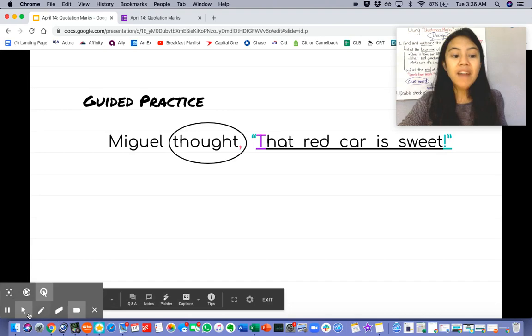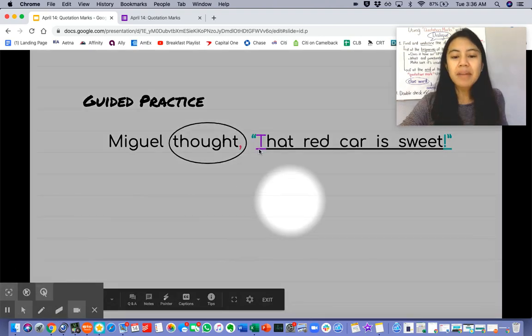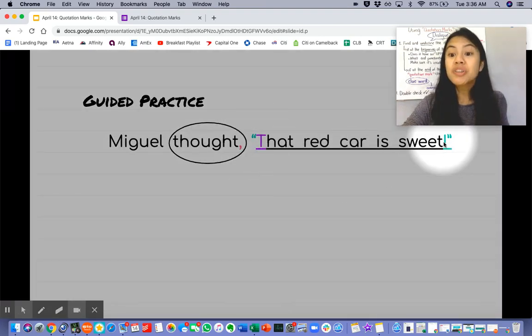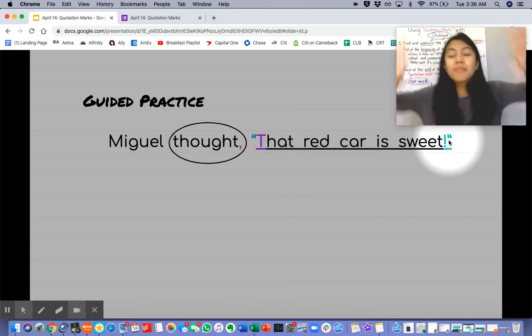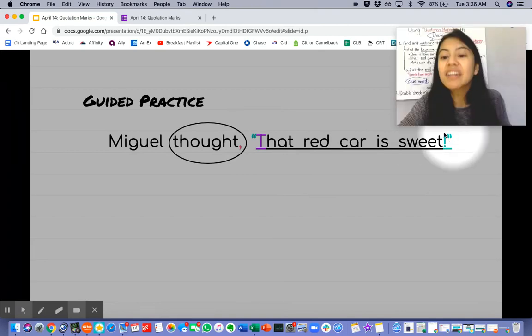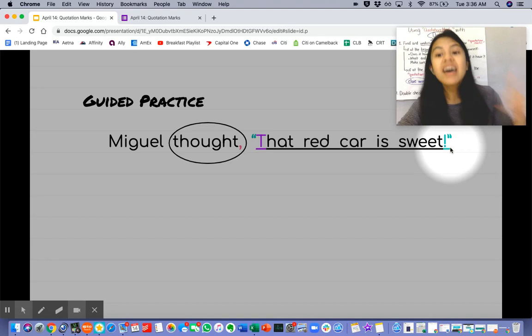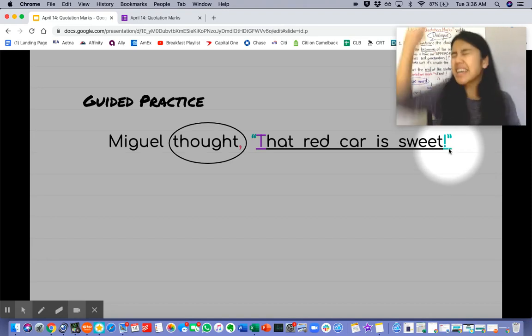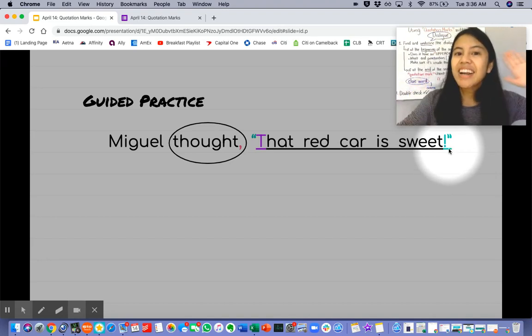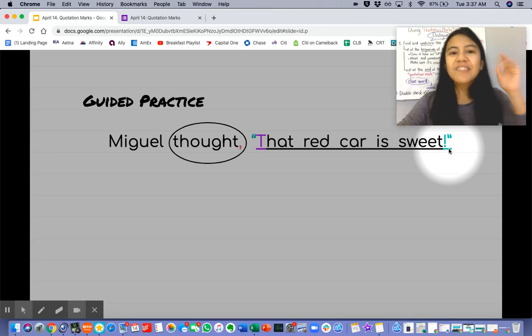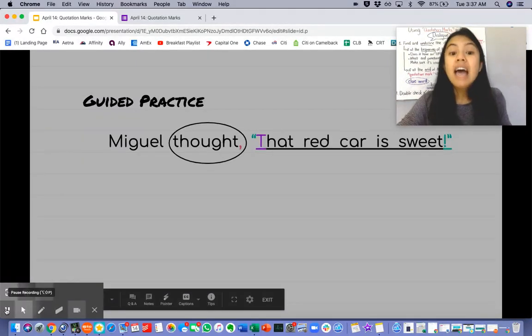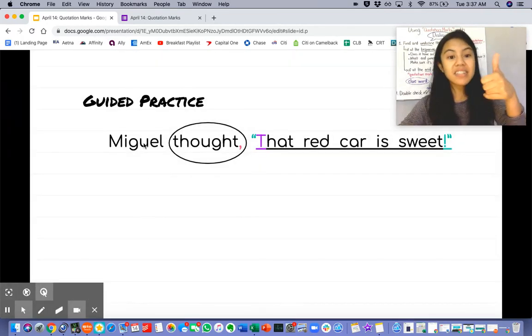And finally, friends, notice how I made sure the quotation marks go around my whole dialogue, including after the exclamation point. Show me a yes if you got that so far. Great job, friends. Scholars, this time we'll try something a little different.